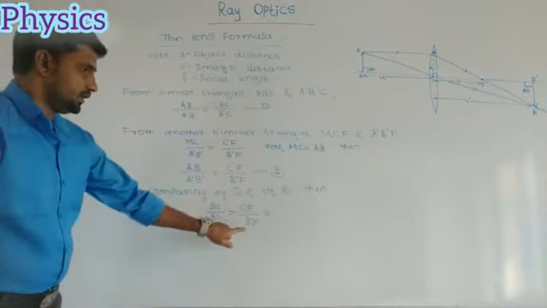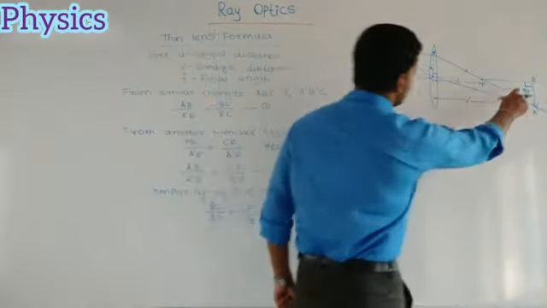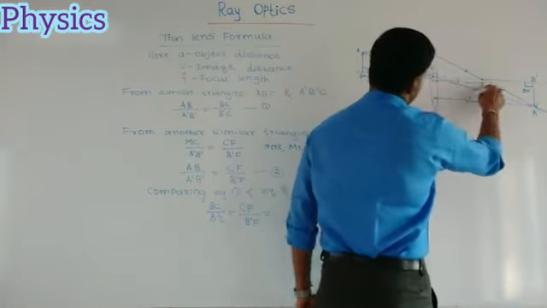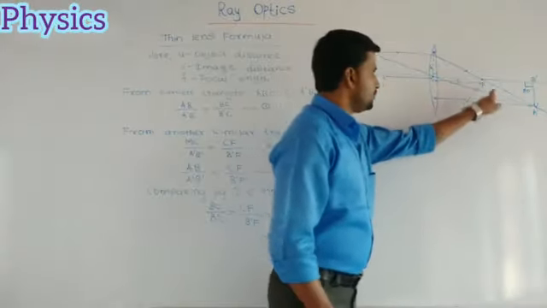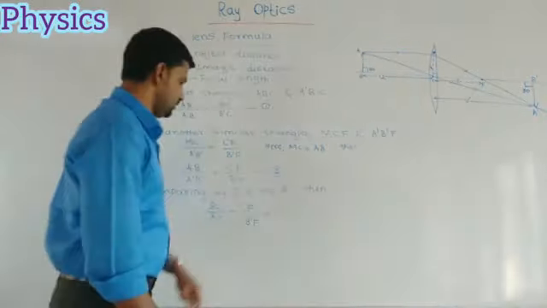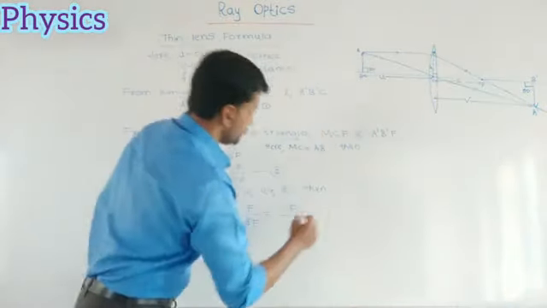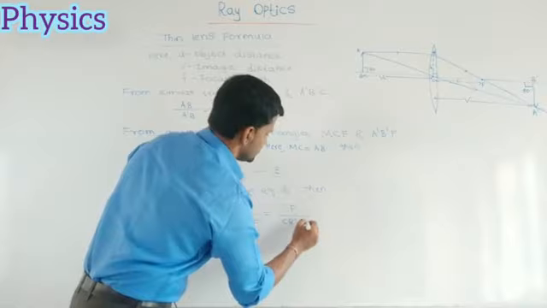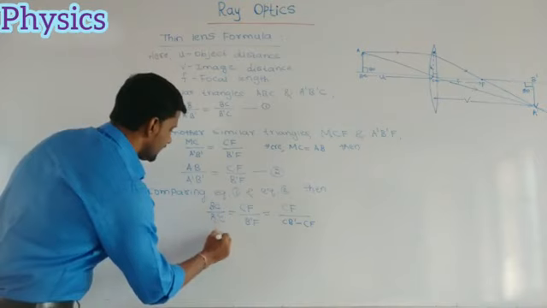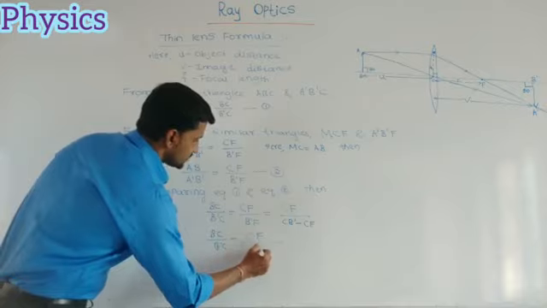But here in this diagram, instead of B dash F, I can write CB dash minus CF. We know that B dash F is equal to CB dash minus CF, so I can substitute here. So this equation becomes BC by B dash C is equal to CF divided by CB dash minus CF.